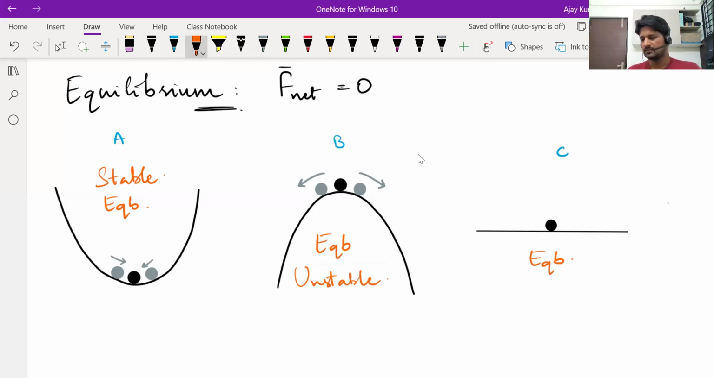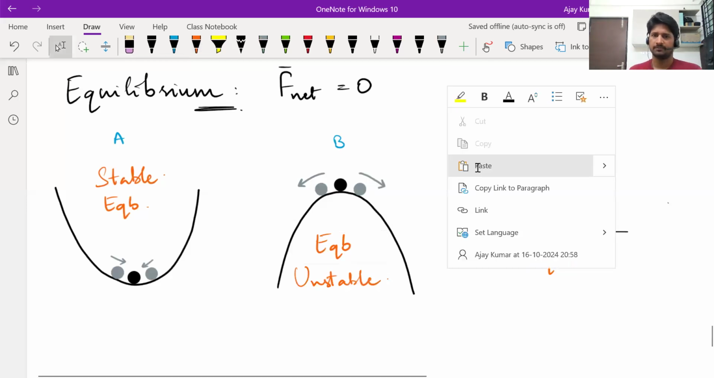Okay. So if a system at equilibrium is slightly disturbed and released, and it has a tendency to go away from equilibrium position, that equilibrium is called unstable equilibrium.